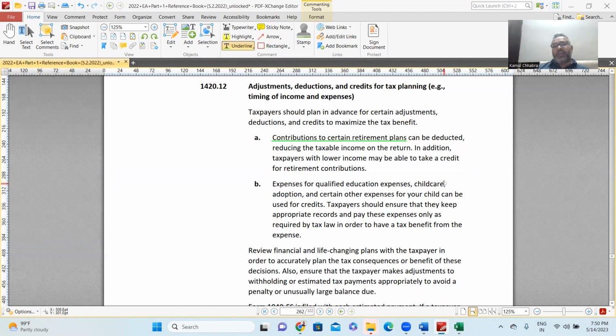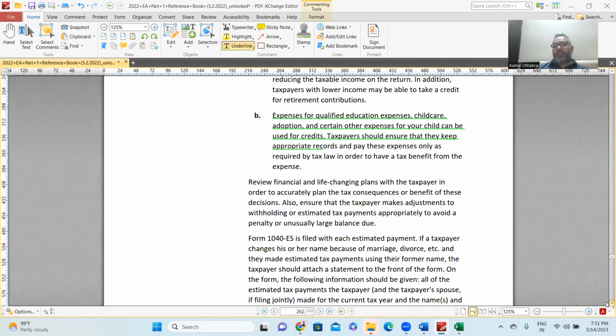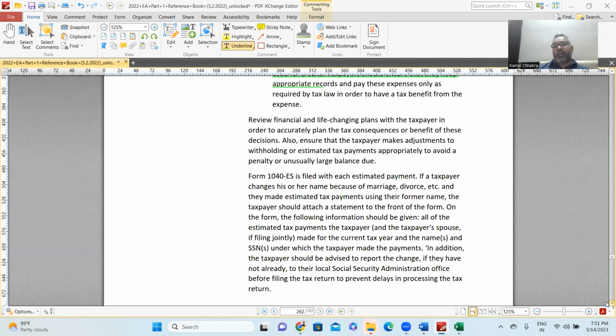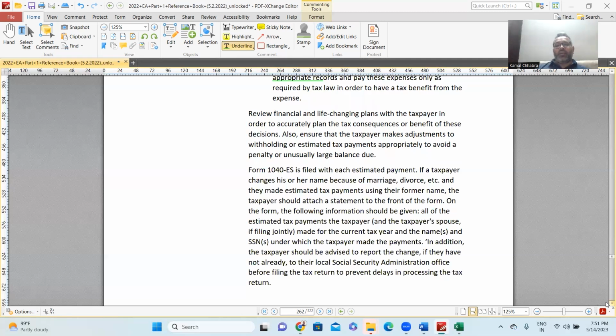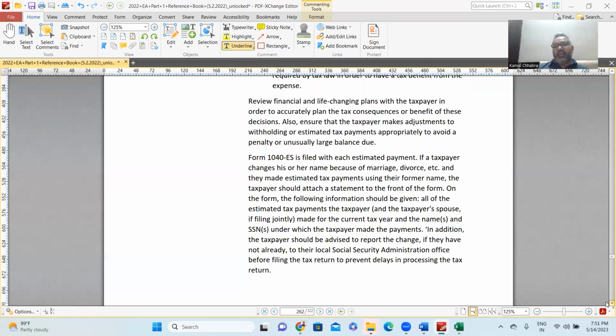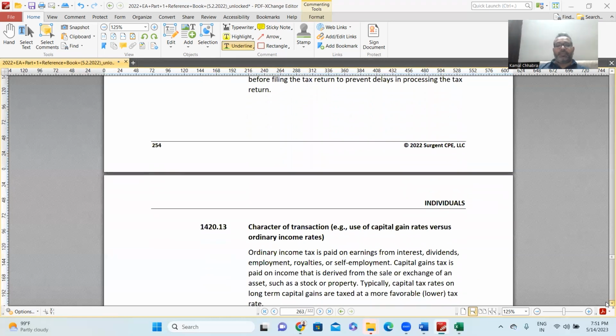And taxpayers should ensure that they keep appropriate records and pay the expenses only as required by the tax law in order to have the tax benefit. So certain expenses that you all know, for child care or education, can be used for tax credit purposes. Review of the financials and life change plan, which is, for example, marriage, adoption of a new child, or birth of a new child, or divorce. For that also you need to do appropriate planning in advance for tax purposes.